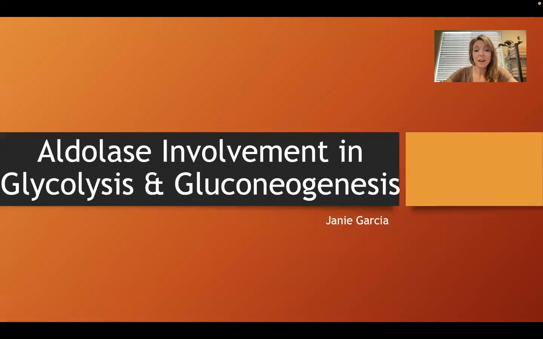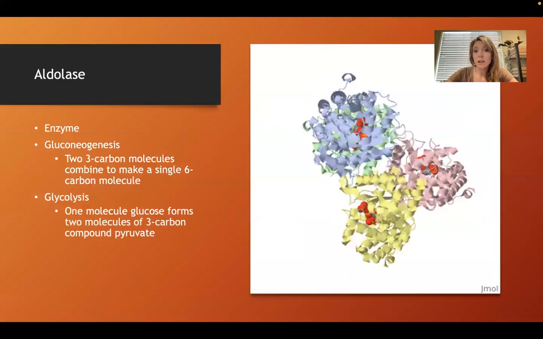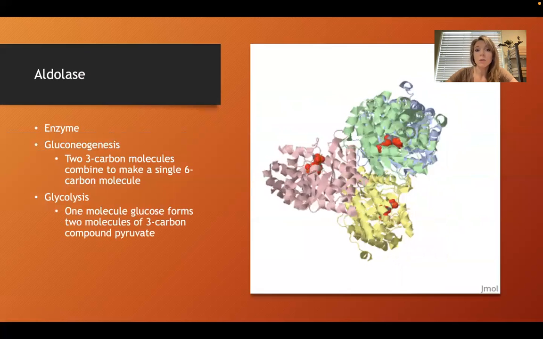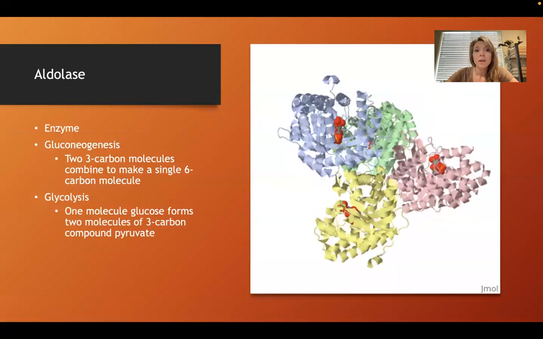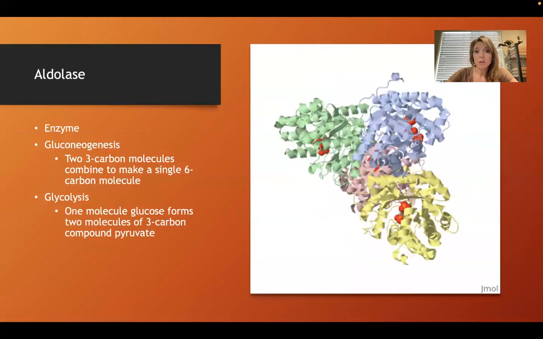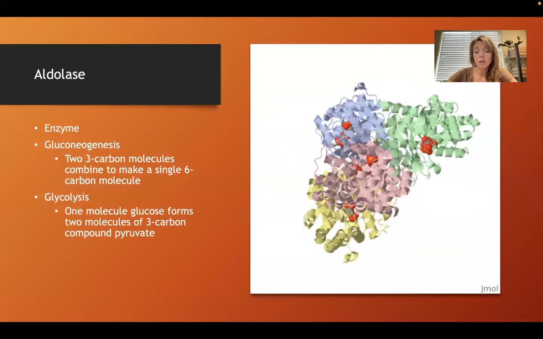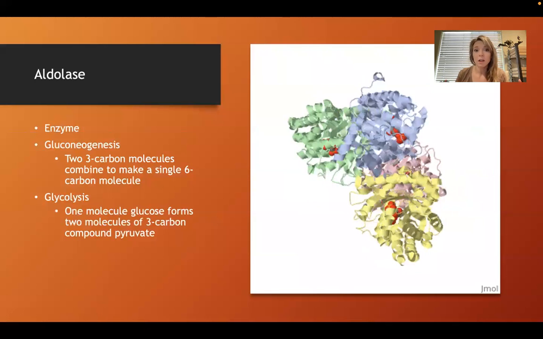Hi, class. Today we're going to talk about aldolase involvement in glycolysis and gluconeogenesis. So aldolase is one of the most important enzymes in the pathway known as gluconeogenesis, which is glucose biosynthesis, and also glycolysis. Aldolase catalyzes the reaction where two 3-carbon molecules combine to make a single 6-carbon molecule. So we're taking two little ones, making one big one together.